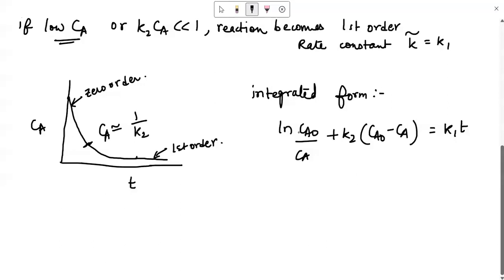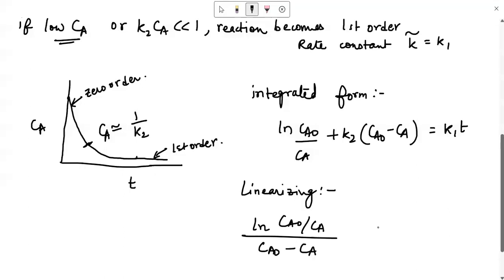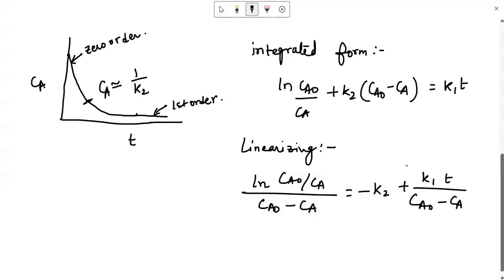Now, if you linearize this and rearrange, you will finally get a form. Linearizing for easier graphical interpretation, we get ln(Ca0/Ca) divided by (Ca0 minus Ca) equals minus K2 plus K1 t by (Ca0 minus Ca). So this is the final linearized form that you can use for graphical analysis.